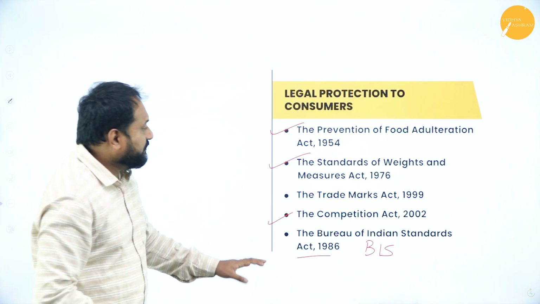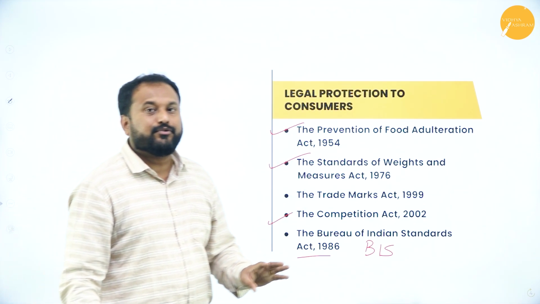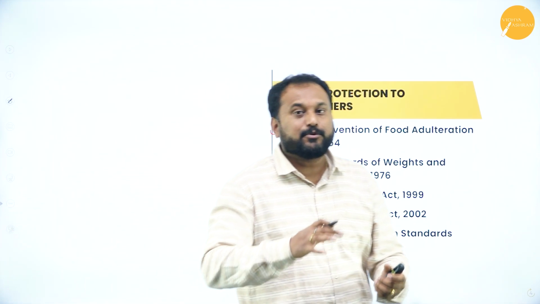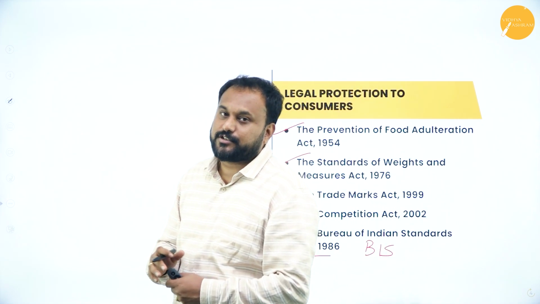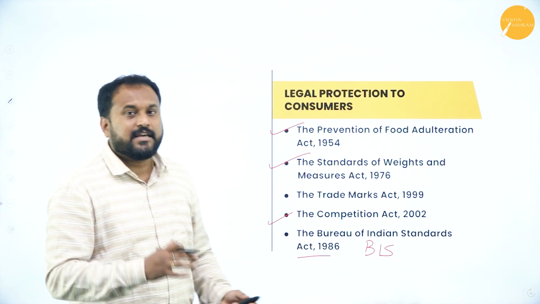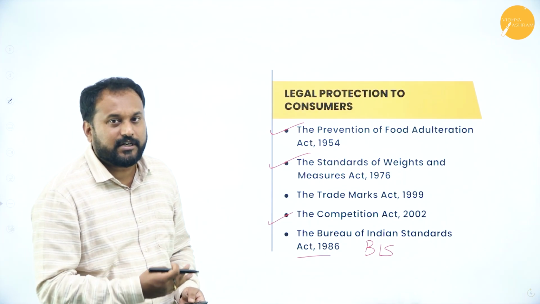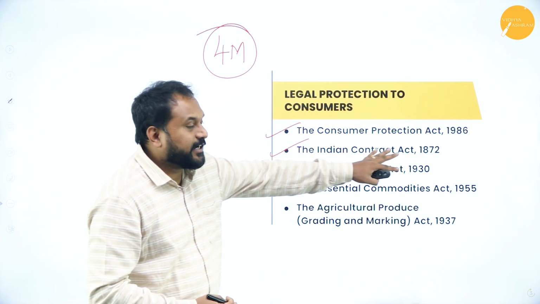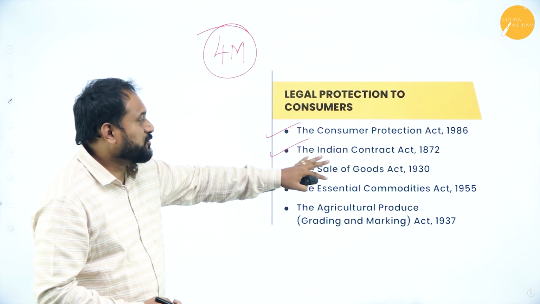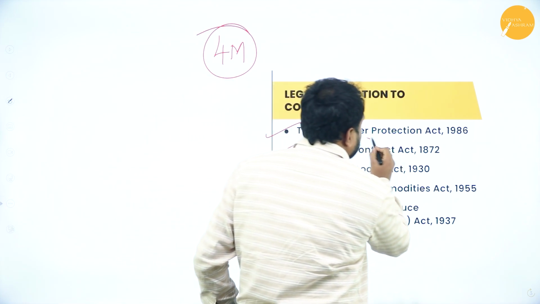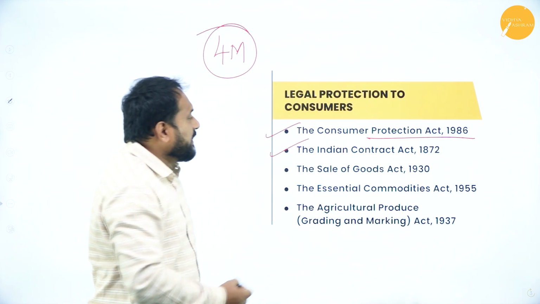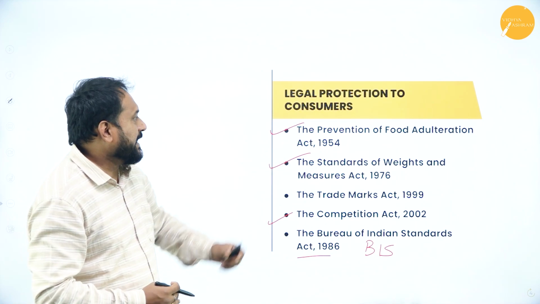So I've given you all these acts. Only go with 4 of these acts which can protect the consumer through the legality of the Indian Constitution. We can go with these. Any 4, you just practice for it. So please do not forget to write the first one, Consumer Protection Act 1986. The entire chapter is all about this Consumer Protection Act 1986. And from that, take any 4, you can write it.